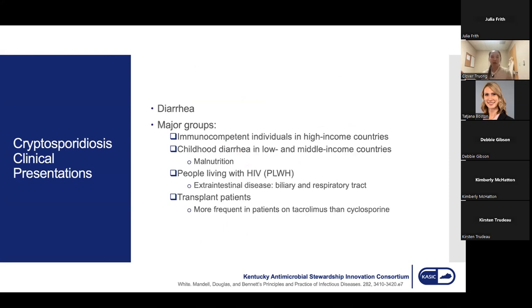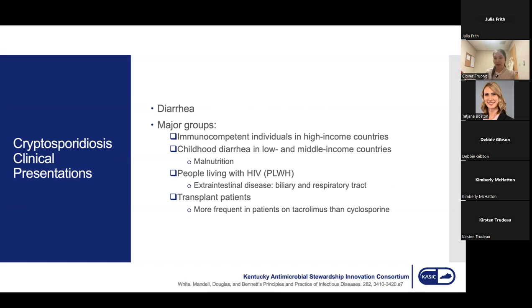So how does cryptosporidiosis present? You shouldn't be surprised by this, right? Since it goes into our body and damages the epithelial cells of our gastrointestinal tract, the most common complaint you will hear the patient talk about is diarrhea, especially diarrhea for a long time. The major groups of patients that get infected are immunocompetent individuals in high-income countries, and childhood diarrhea in low- and middle-income countries, usually happening in children who have malnutrition.